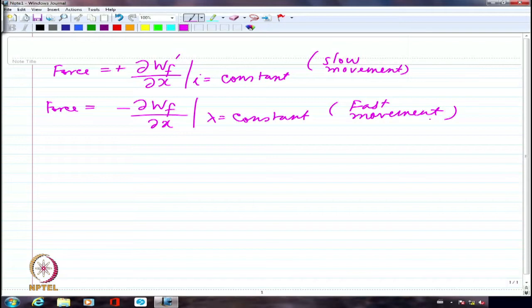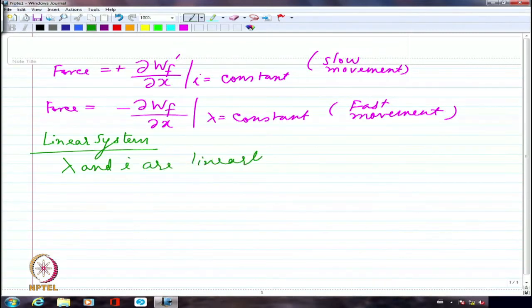And then we just started talking about what is a linear system, and that's where we had stopped the class in the last session. What we are trying to imply by saying it's a linear system is that lambda and i are linearly related. After all, lambda we said is N phi, and the number of turns is not changing. So the flux and current are linearly related. If I plot the magnetization characteristics, we are mainly operating in the linear region, so lambda and i are linearly related.